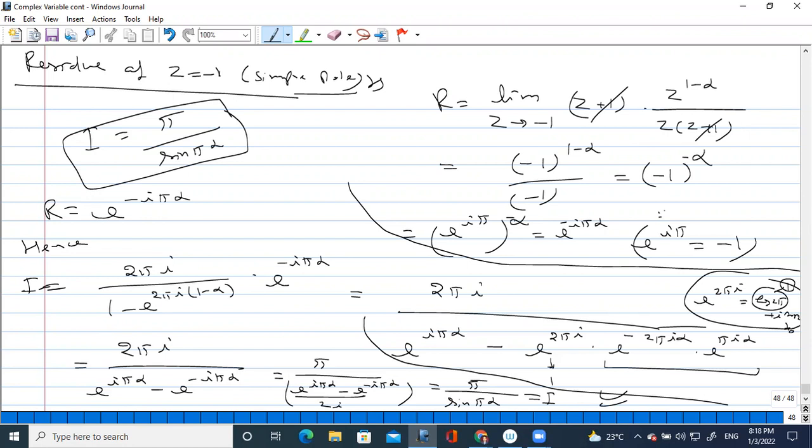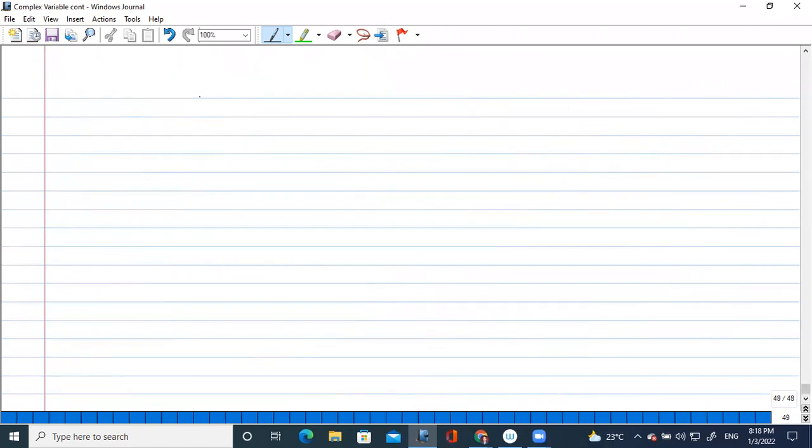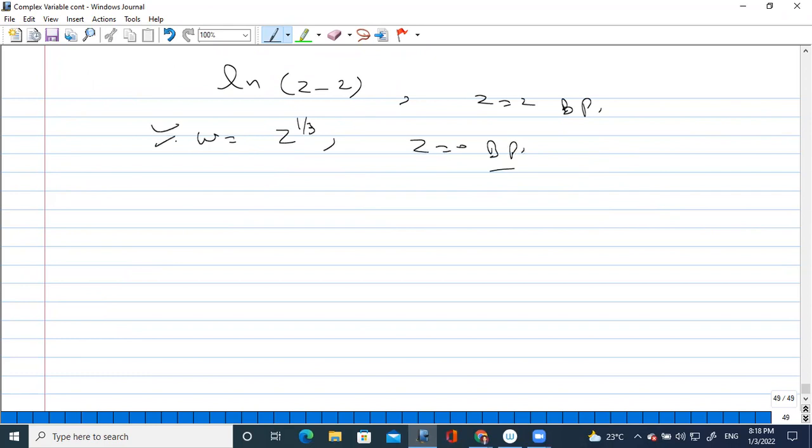Done? Yes, sir. Okay. I told you two types, no? Ln(z minus 2). So here z equal to 2 is a branch point. This was one type. If my function is like z to the power 1 by 3, then here z equal to 0 is a branch point. So this is the type it is, no?